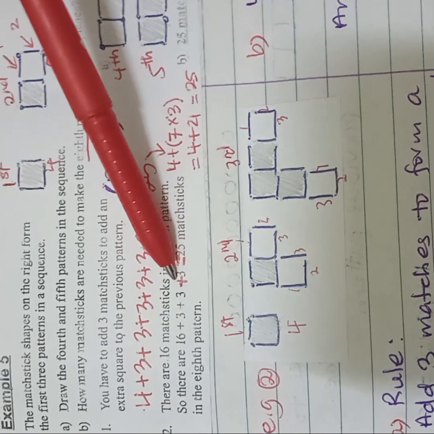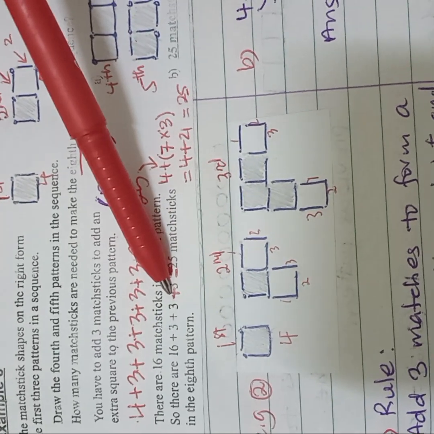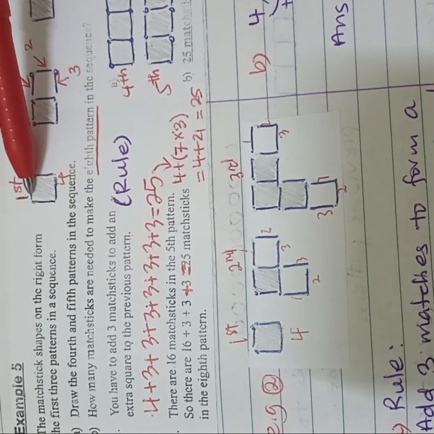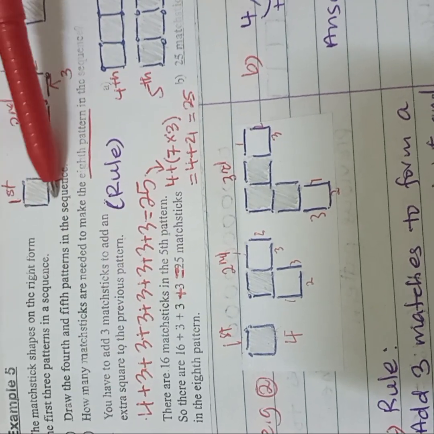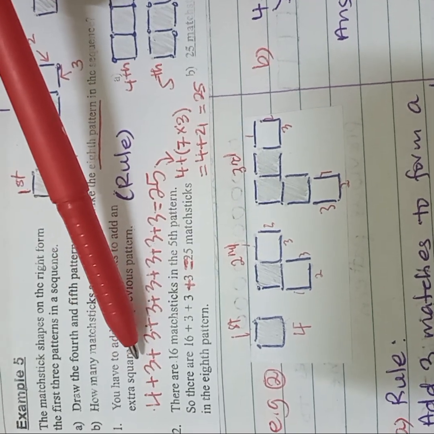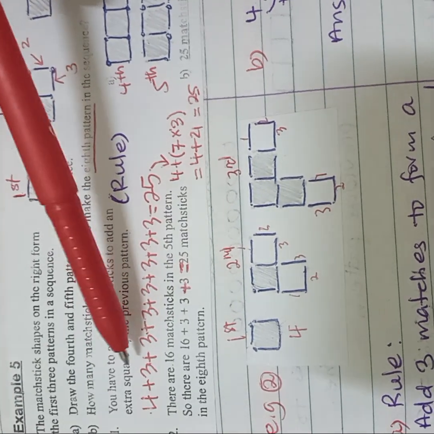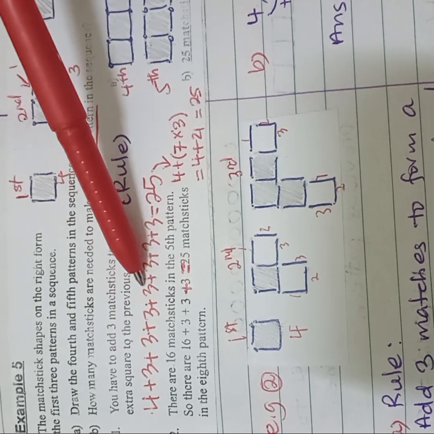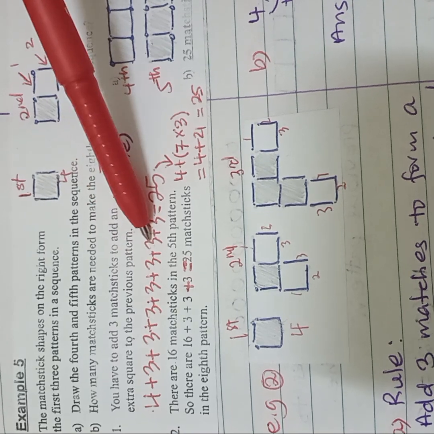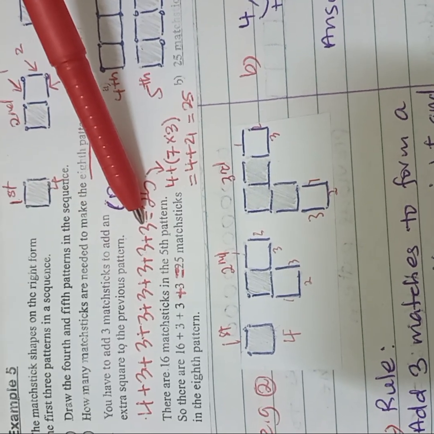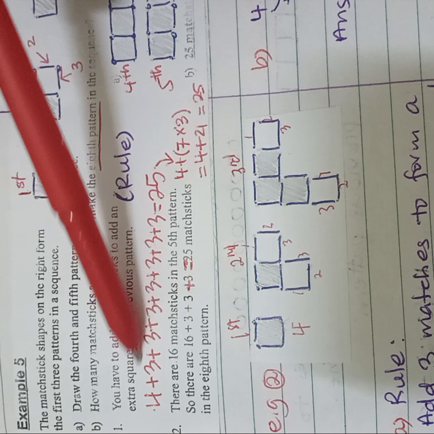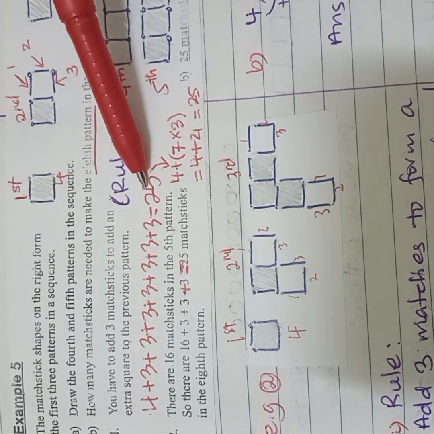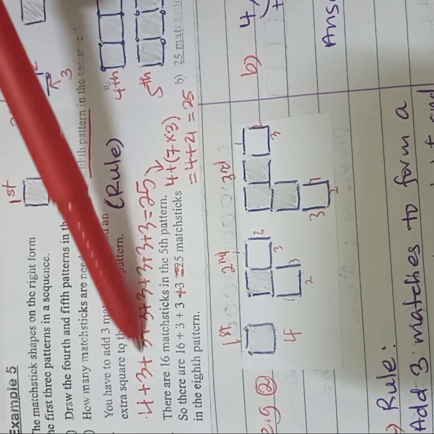We can do that, or we can start from the first pattern, which is made up of 4 matches, and then we add 3 as per the rule every time to get to the second, third, fourth, fifth, sixth, seventh, and eighth pattern. Adding all this up, we get a total of 25 matches.